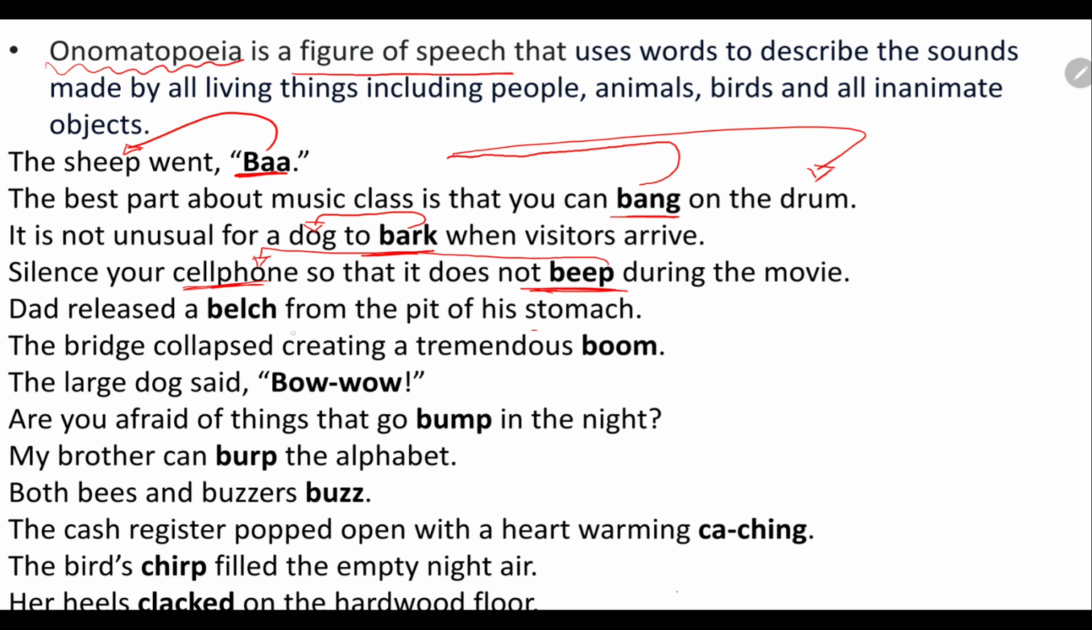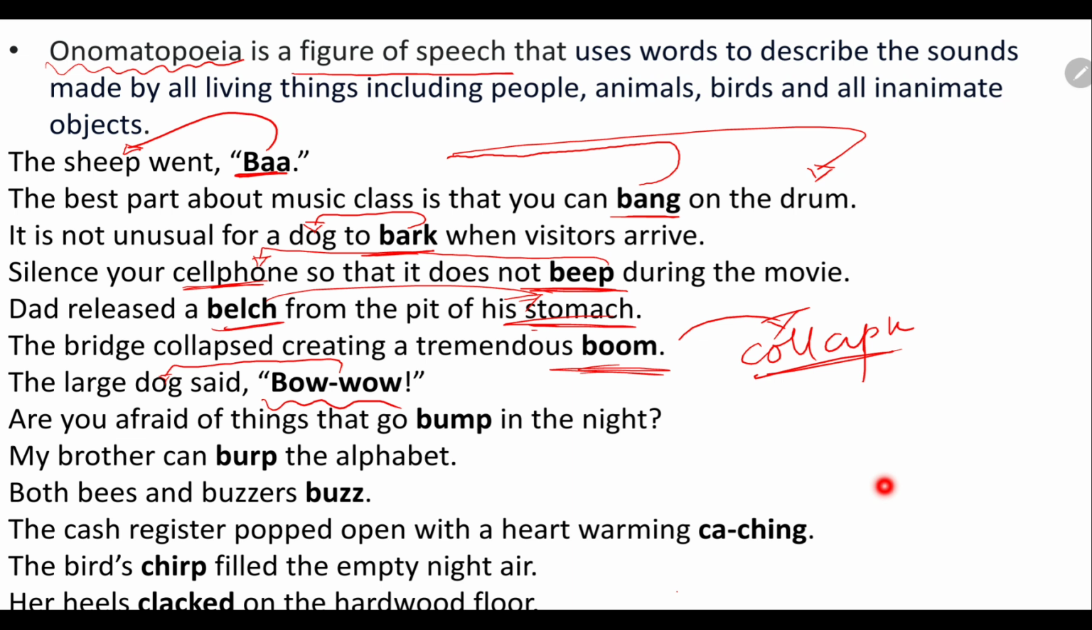Similarly, dad released a bulge from the pit of his stomach. So bulge is making the sound of what? Basically stomach. The bridge collapsed, creating a tremendous boom. So here bridge is collapsing. So collapse का जो आवाज़ आ रहा है, destruction का जो आवाज़ आ रहा है, that is boom. Okay, so here collapse का जो word है वो कौन describe कर रहा है? The sound boom. Similarly, bow wow. So bow wow is the sound describing the living thing, that is the animal. Okay, so these were some of the examples of onomatopoeia. So you can go through all the examples when I will share you the PDF.